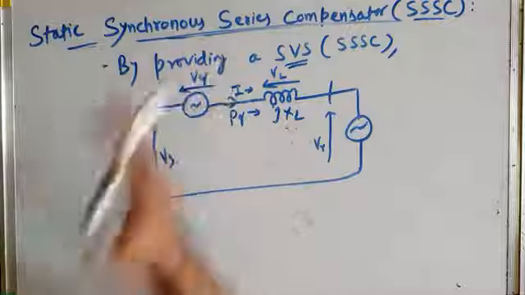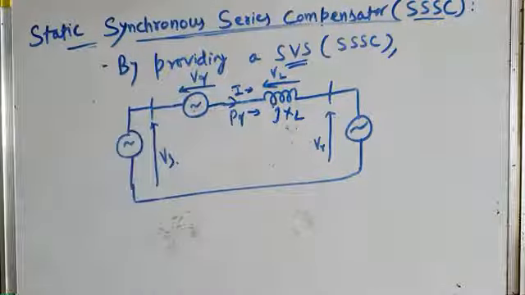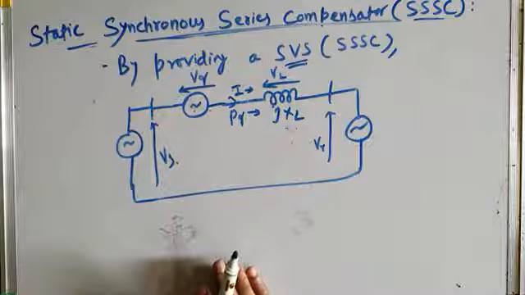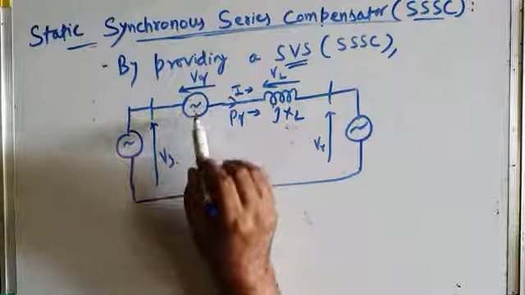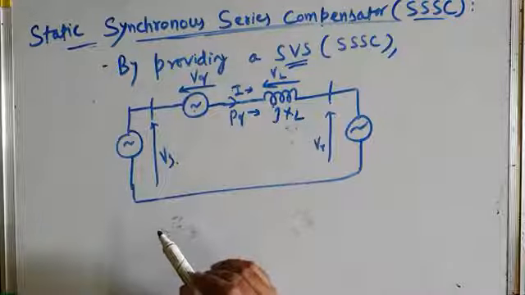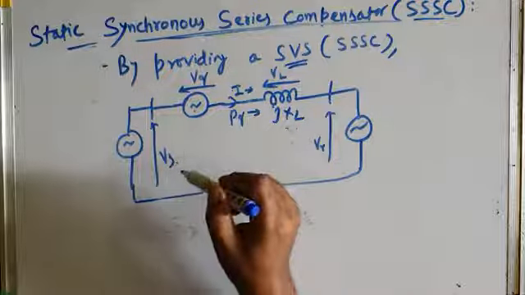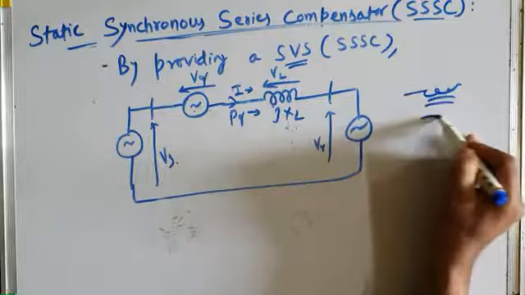So we are replacing the capacitor by an injected voltage. How much voltage is injected in series? This much. And it is injected by a synchronous voltage source, or it acts like a synchronous voltage source. It is actually the voltage produced by the SSSC inverter. Okay, and that voltage is injected in series with the transmission line with the help of this injection transformer.